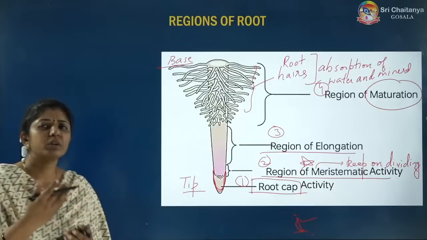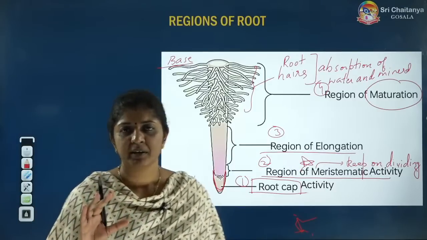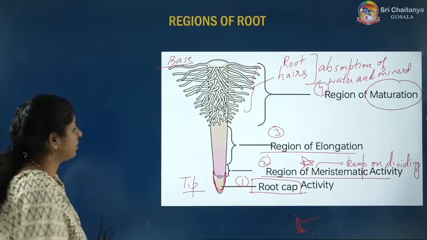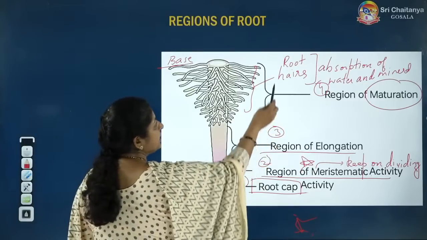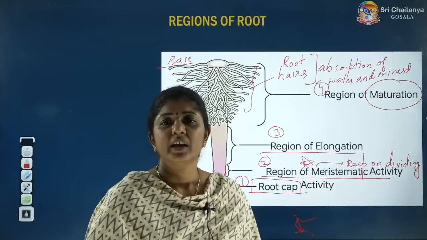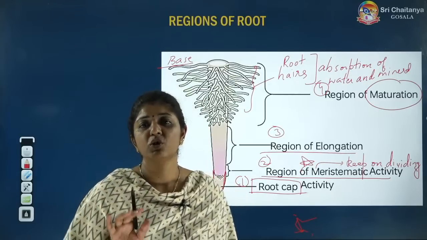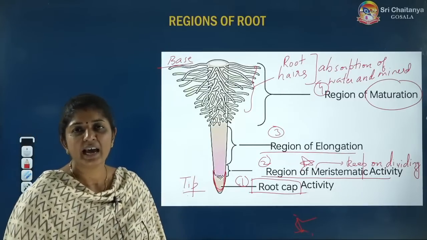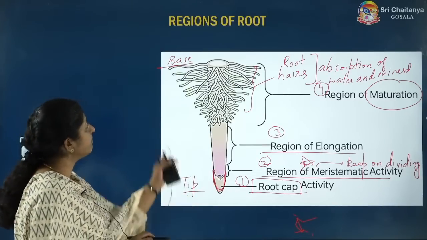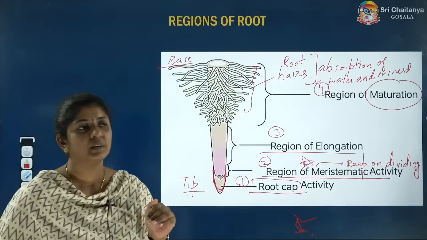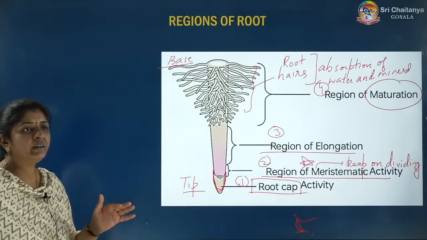This thing will be more clear when we discuss anatomy. Right now you should know how many regions. That's all. How many regions? 1, 2, 3 and 4. That's it. Where are the root hairs present? In the region of maturation, not in the elongation or meristematic activity. And where is the root cap, toward the tip or the base? It is towards the tip, not towards the base. Fine. I hope you get it.